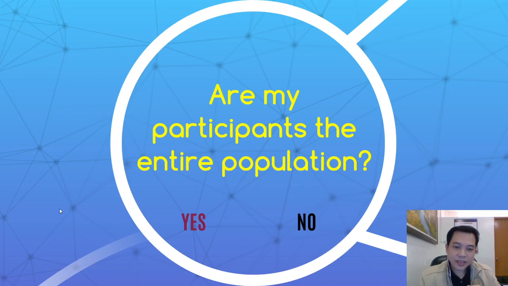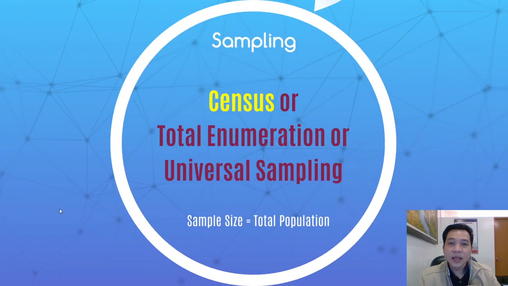Now, let's take, for example, that you said yes. Your entire population will be your sample. Therefore, you don't really need to determine a sample size, because that will be the census or total enumeration, or sometimes some books label it as universal sampling. But that defeats the purpose of the term universal sampling, because you are already taking into consideration all of the elements. It's actually the literal population. So the sample size is not really different from the population. It means the statistic is also the parameter in this case.